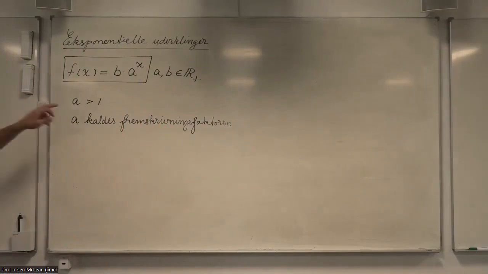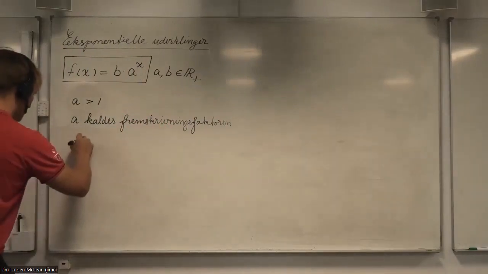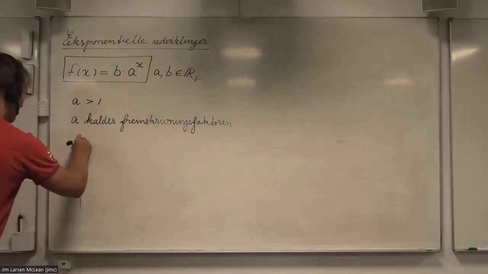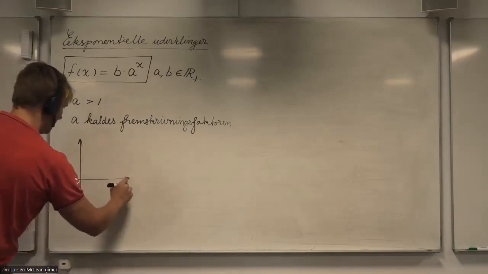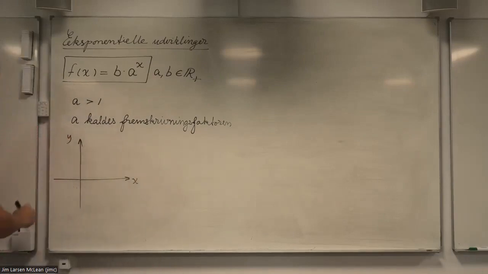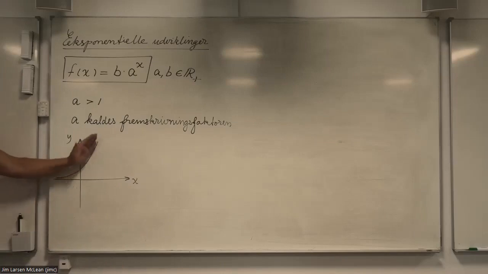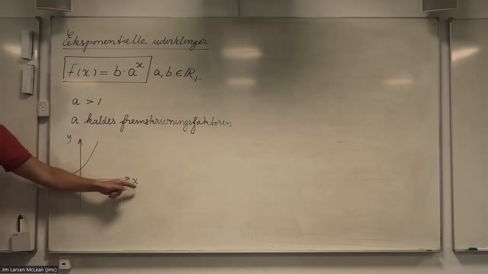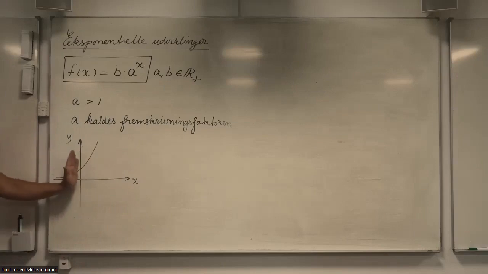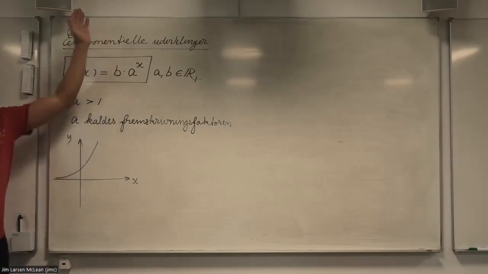And if you have a number a that is greater than 1, this is how the graph will look. And it grows exponentially, meaning the growth rate increases as x gets larger. So the further you go out here, the faster it ascends.